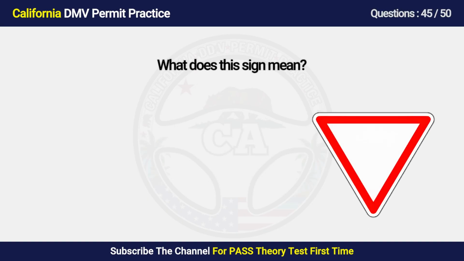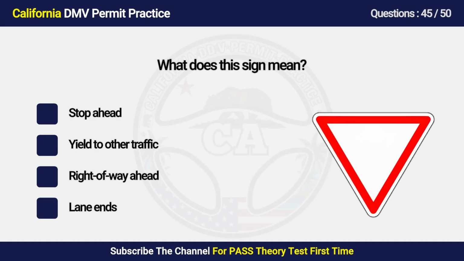Question 45. What does this sign mean? A. Stop ahead. B. Yield to other traffic. C. Merge ahead. D. Lane ends.